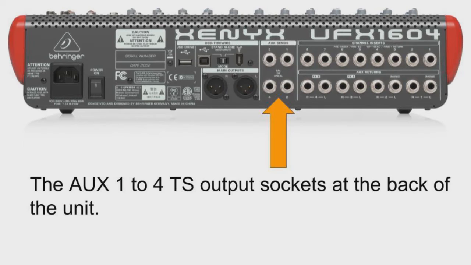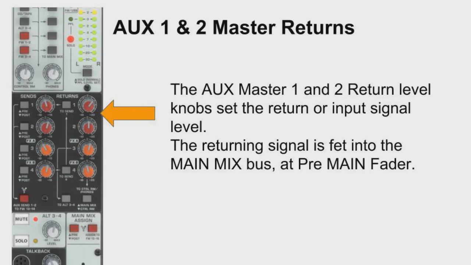Just a quick recap, at the back of the unit, these are the sockets of the auxiliary 1 to auxiliary 4 output. We also have auxiliary 1 and auxiliary 2 master returns. These are audio signals returned back to the mixer at line level. The returning signal is fed into the main mix bus at pre-main fader.